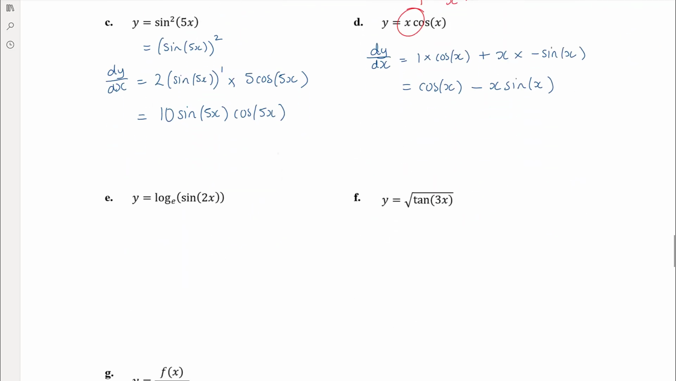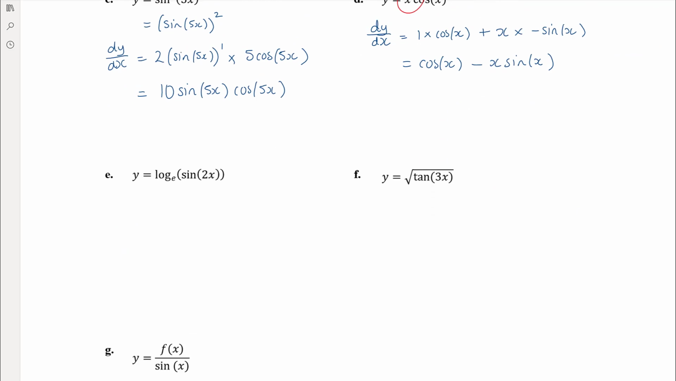Okay, part E. y equals log e of sine of 2x. So we've got chain rule here. We've got a sine function inside a log function. So thinking about it as derivative of log e of something is 1 on that something, and then multiplying by the derivative of the inside. Derivative of sine is cos, and then we'll also need to multiply by the derivative of 2x, which is 2. So we're going to get 2 cos of 2x.